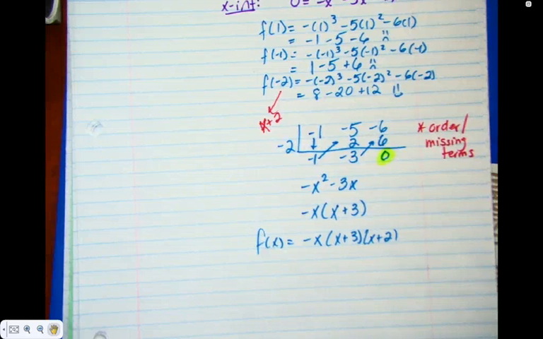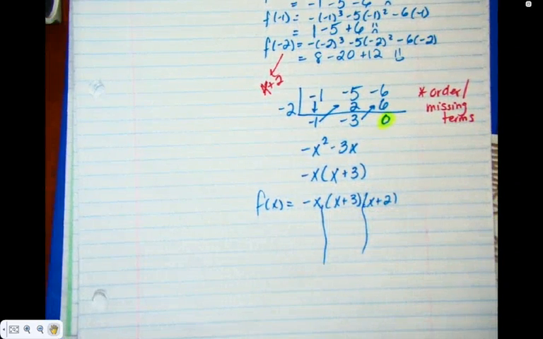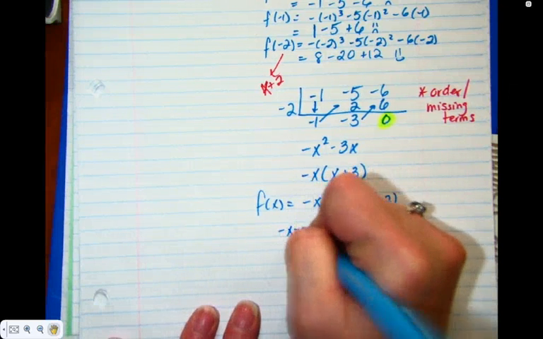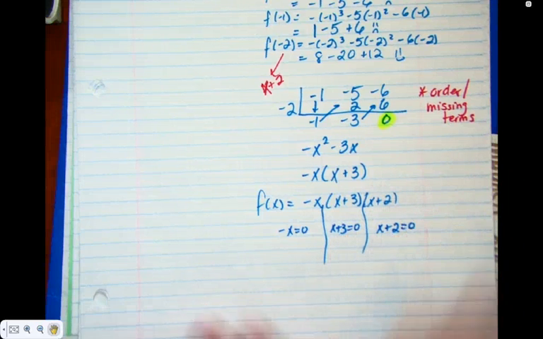That's where we stopped last class because we were just practicing factoring. We were done. But now we're going one step further and we're finding the x-intercepts. How do I find the x-intercepts? Well, this just becomes a split and solve. And there's just 3 pieces now instead of 2 like we had with quadratics. So I have negative x equals 0, I have x plus 3 equals 0, and x plus 2 equals 0.